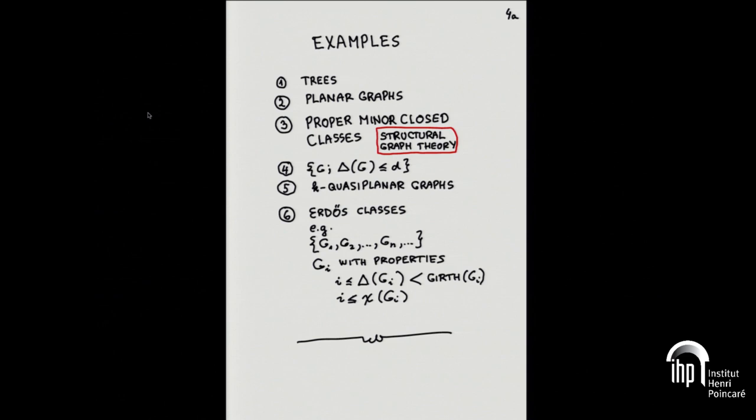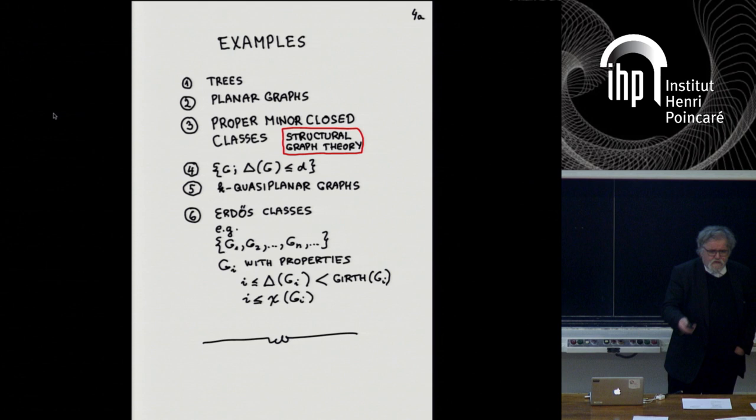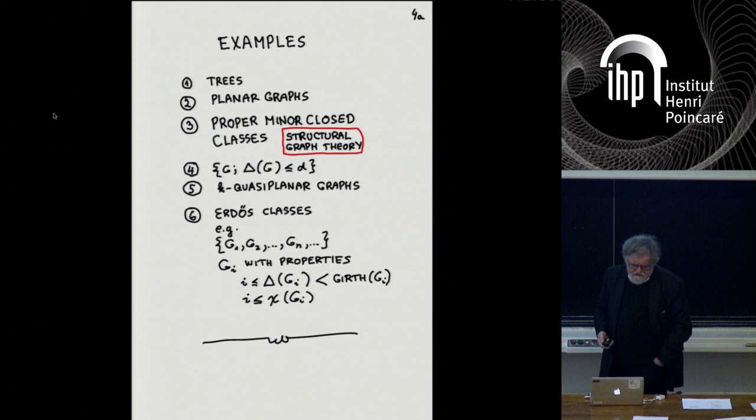If you take the class of graphs not containing a fixed minor, then this is an example of nowhere dense graphs. Essentially the structural theorem is saying that these are related to geometric graphs, I mean graphs on surfaces and modifications of graphs on surfaces. These are the proper minor-closed classes.